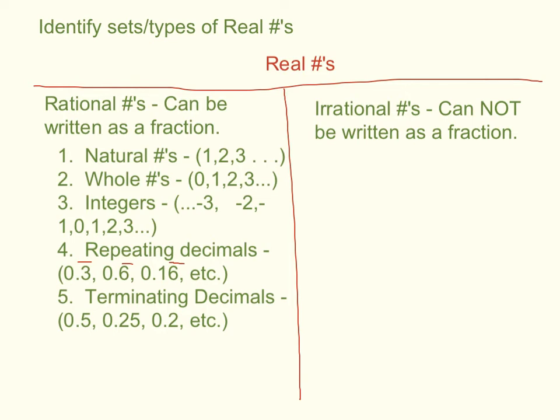The last kind of rational number is a terminating decimal. Terminating decimals, for example, are like 0.5, 0.25, 0.2, etc. Those decimals that don't go on forever, they stop, they terminate. And these are rational numbers because I can write them as a fraction. 0.5 is the same as 1/2. 0.25 is the same as 1/4. 0.2 is the same as 1/5.